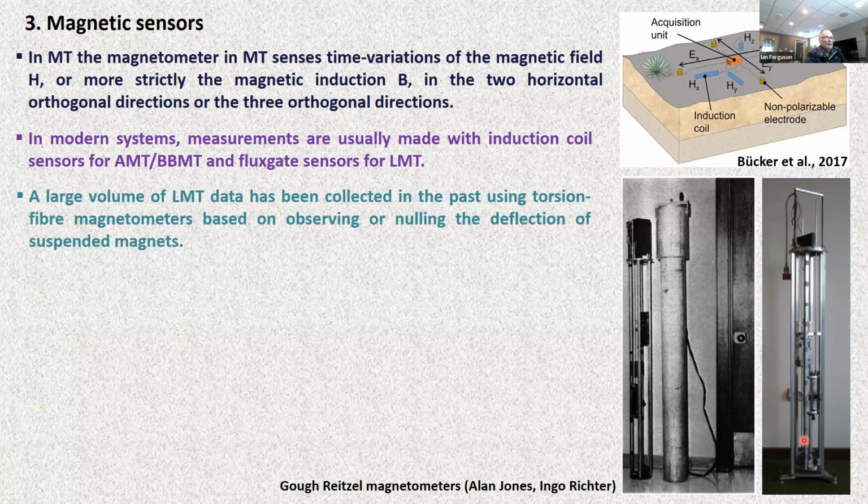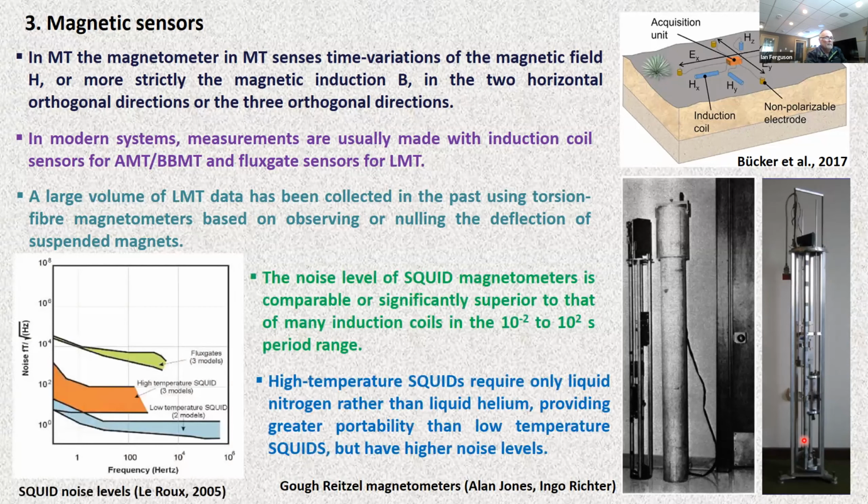Modern surveys might also employ SQUID magnetometers. The noise level of SQUIDs is typically very good compared with that of flux gates, particularly over the sort of intermediate period range. The SQUIDs are less portable, particularly low temperature SQUIDs that required liquid helium. High temperature SQUIDs require only liquid nitrogen, but have slightly higher noise levels. So for surveys requiring really accurate magnetic field recordings, there's perhaps a role for SQUIDs in the future. But I'm just going to focus on the induction coils and the flux gates.